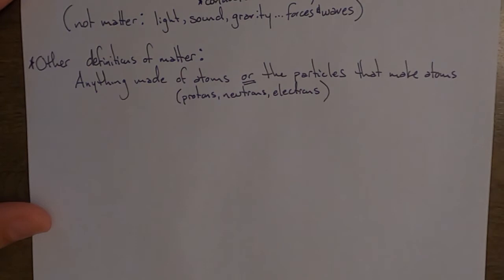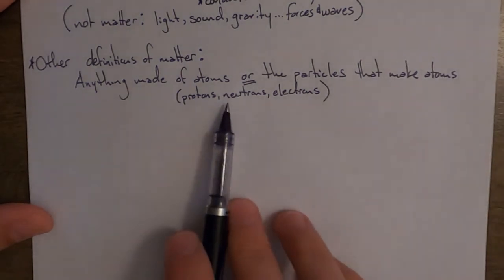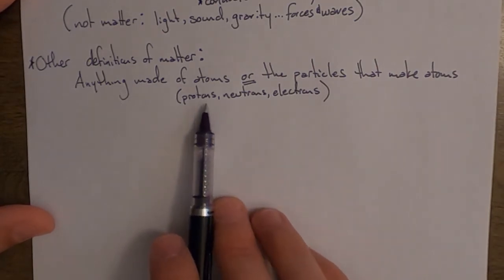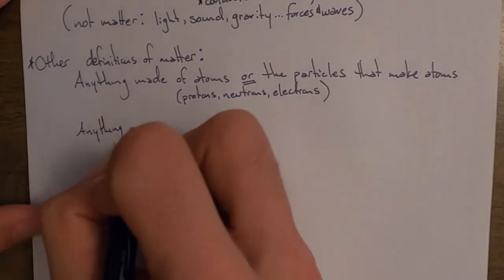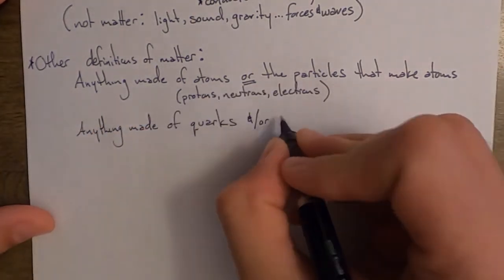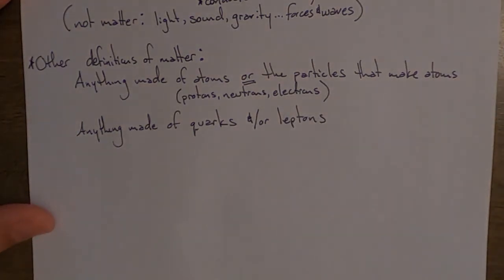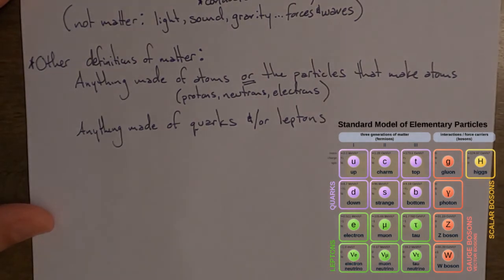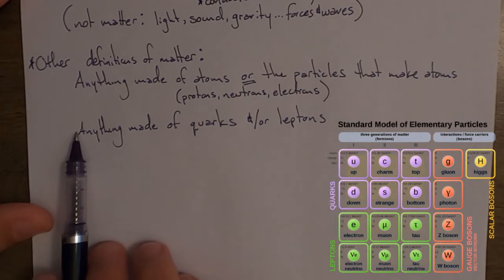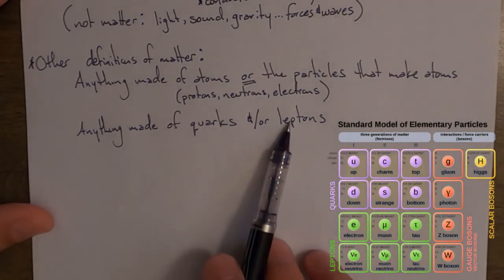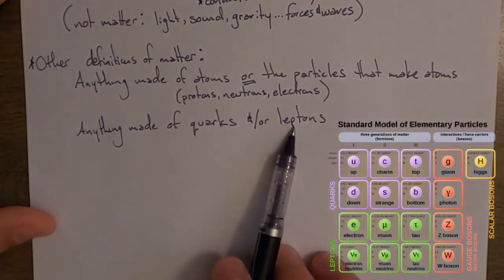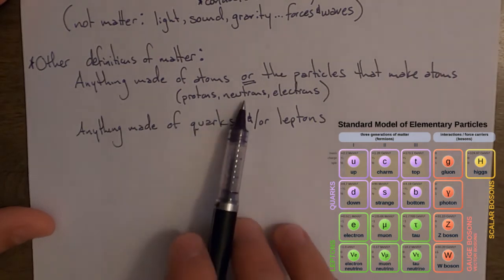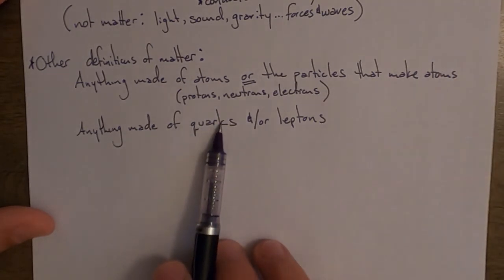Now there's an even more precise definition because protons and neutrons used to be thought of as things that could not be split up anymore, but those are also made of smaller things. When you look at the standard model of particle physics, there are things called quarks, leptons, bosons, and their definition of matter would be anything that is made of quarks or leptons. Electrons are a type of lepton, and 3 quarks make up a proton and 3 quarks make up neutrons, just different types of quarks.